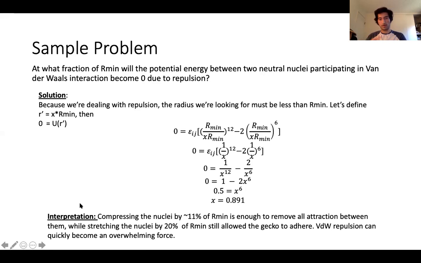If we're comparing this to the gecko problem, you saw that in the case of the gecko, if you stretch the van der Waals radius by about 20%, you still have more than enough adhesive force to keep the gecko stuck to the surface. But if you compress the radius by just about 11%, then the repulsion becomes so overwhelming that there's no longer an attractive force. This illustrates that when you're looking at the van der Waals curve, as you separate the nuclei, the drop off in attractive force is slow. But if you try to compress the nuclei, the increase in the repulsive force is very, very strong.